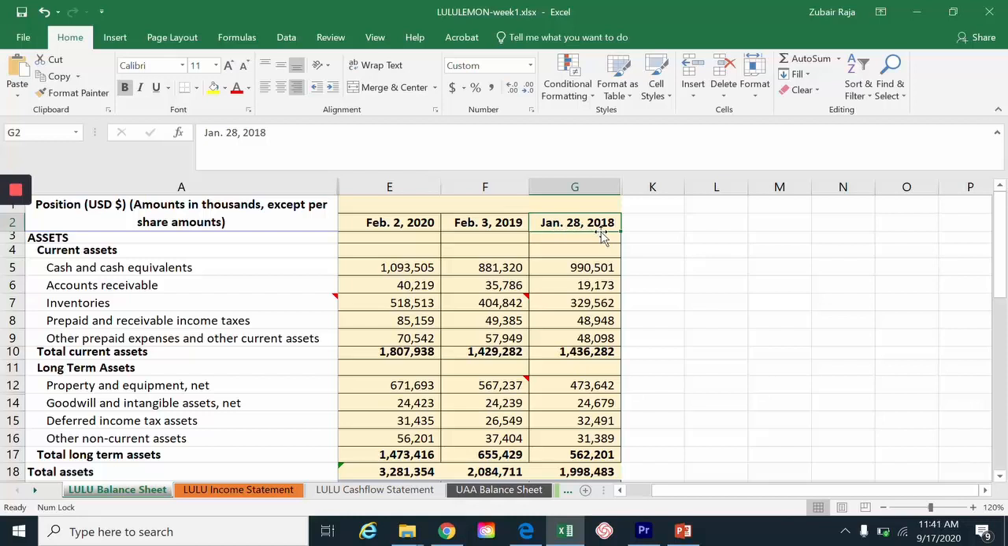So the fiscal year of the company can be different from the calendar year. For Lululemon, the fiscal year ends on the 31st of January. So this is the reason why 28th January is mentioned over here.